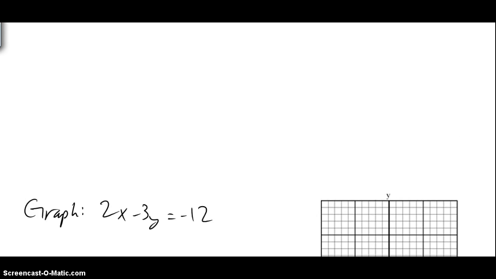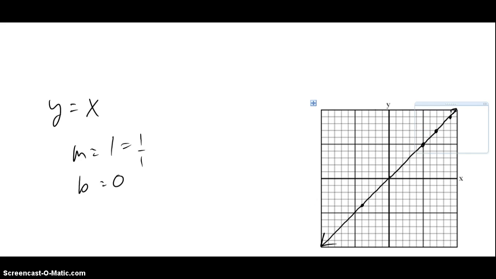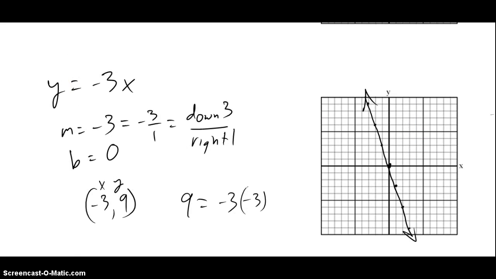But if we had something that said graph 2x minus 3y equals negative 12, okay? Now you can't just look at this and say, oh, well, I know what the slope or gradient is. I know what the y-intercept is. This isn't screaming it out at you. You have to manipulate this. If I scroll back up here, each one of these starts with y equals, right?